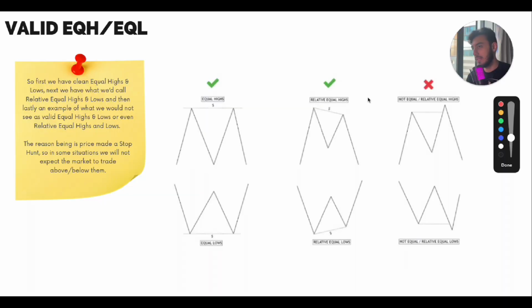So what is relative equal high and equal low? It's pretty much an equal high where the first mitigation is higher than the second mitigation, which is valid, so it's going to create your line like this.